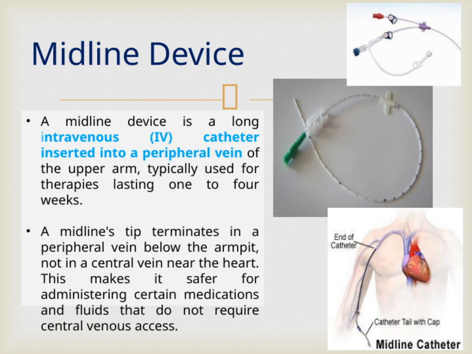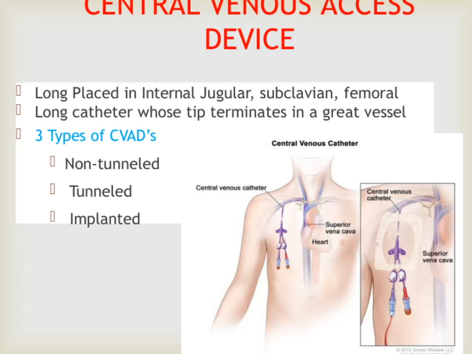So, in the context of our overall discussion on vascular access options, midline devices serve as a great balance, offering longer-term access with a lower risk profile for some treatments. Now, let's talk about where these central venous access devices, or CVADs, are typically placed. They are often inserted into large veins such as the internal jugular, subclavian, or femoral veins. The key point here is that the catheter is long enough so that its tip terminates in a great vessel, which ensures reliable access for various treatments.